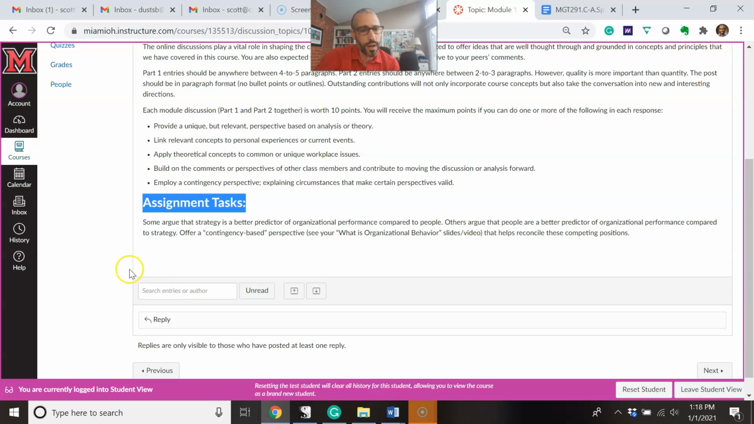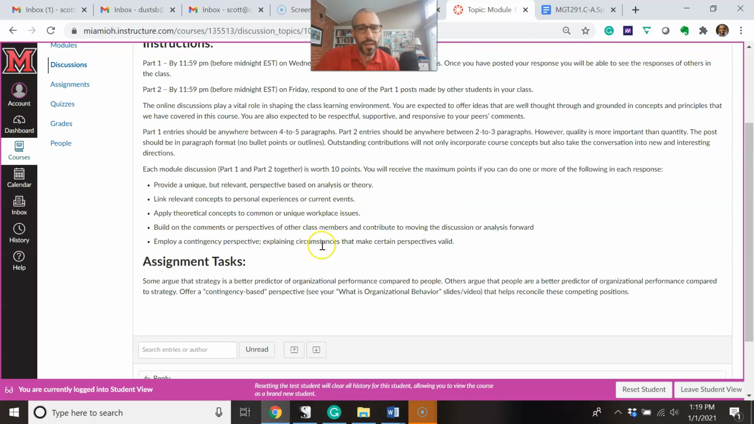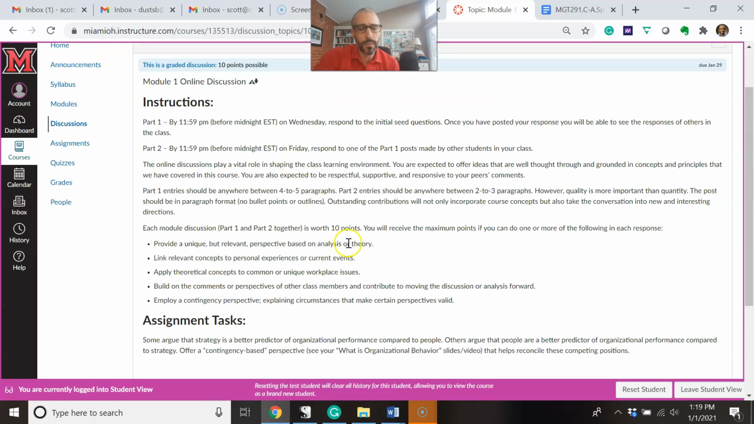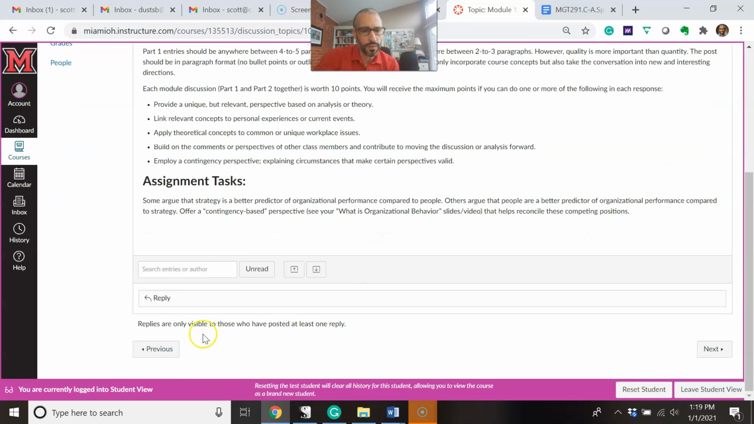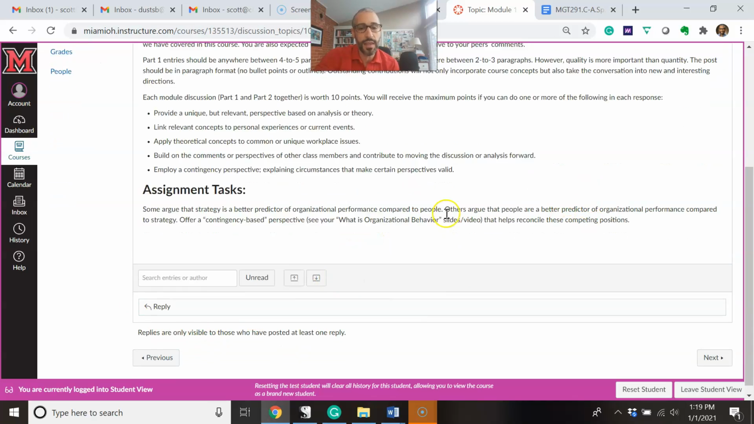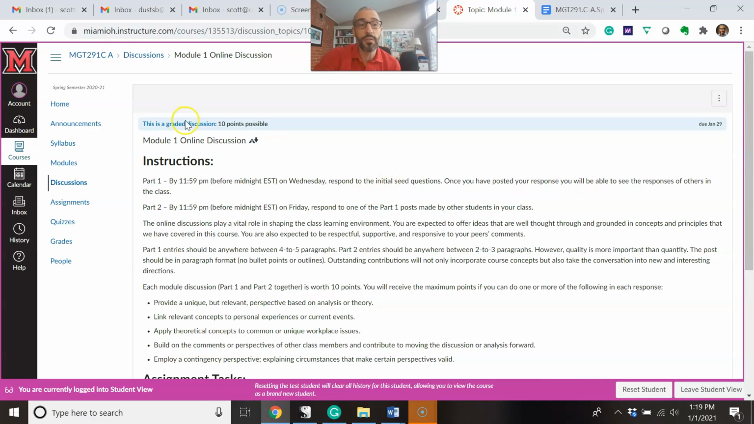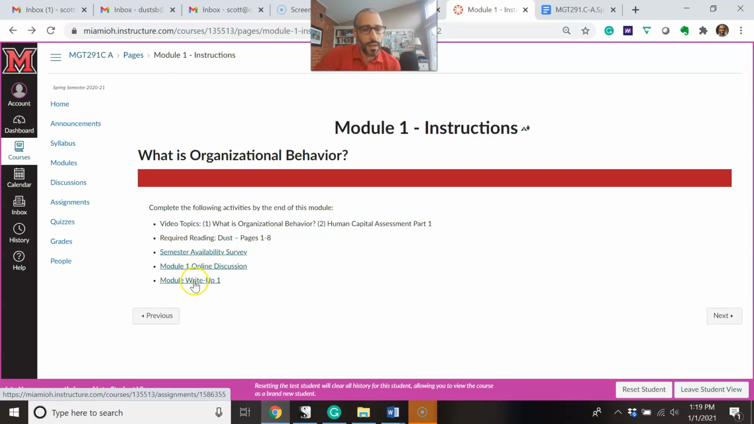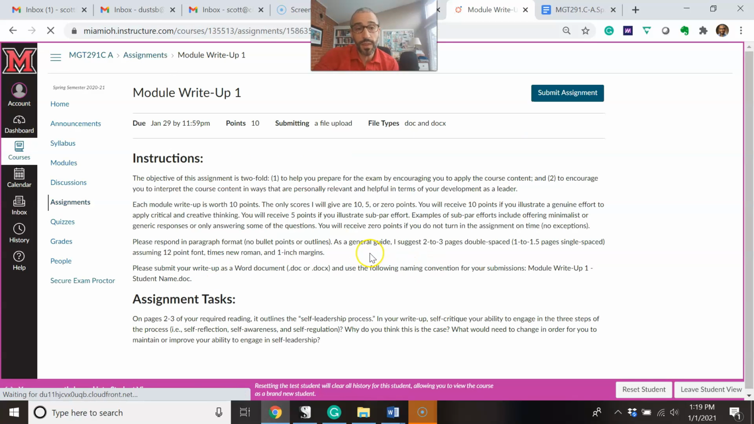Here's what you're supposed to write about. So some argue that strategy is a better predictor of blah, blah, blah, blah, blah. So this, task is probably a poor word. It should just be assignment prompt probably. This is the prompt and this is what you will submit a discussion for. Okay, so do your replies in there and then it'll open up and you'll be able to see everybody else's. So let's go to the module write-up so you have an idea of what that looks like.